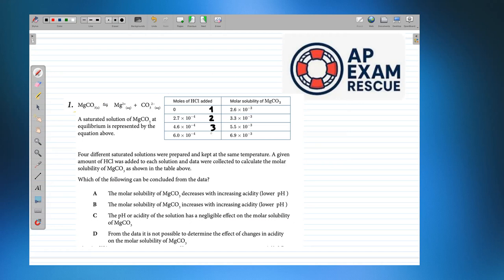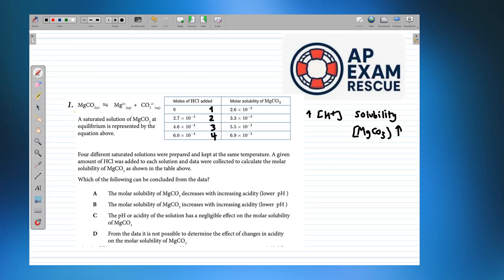So every time I increase the concentration of HCl or the number of moles that I'm adding, I'm seeing what's happening to the solubility of magnesium carbonate. What did you notice about the solubility when I increase the H+? The solubility increases. So every time you add more H+, the solubility of magnesium carbonate increases, and he wants to know what is the reason behind that.